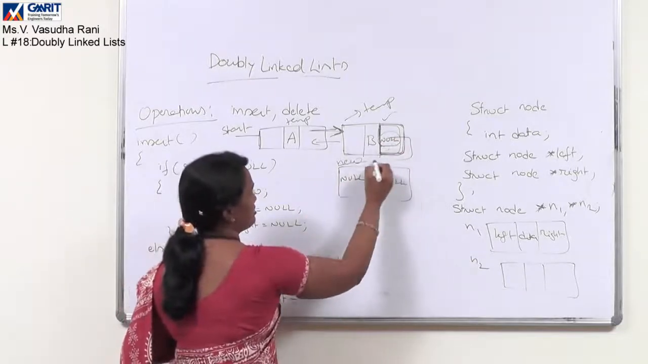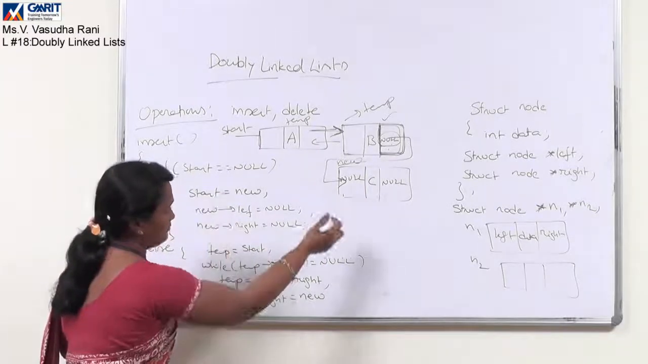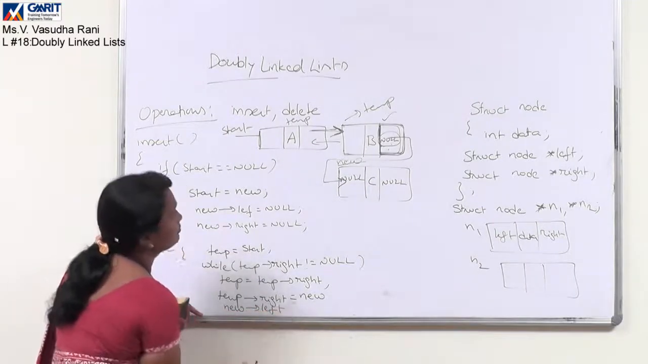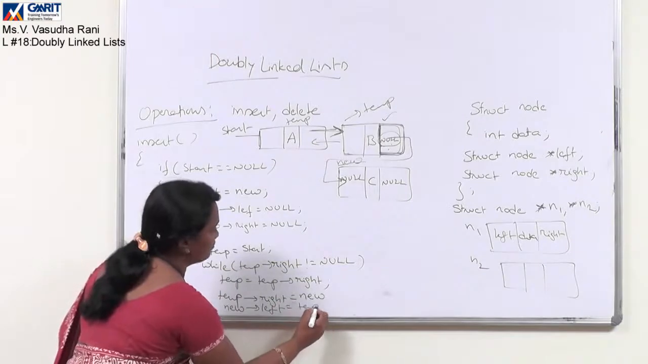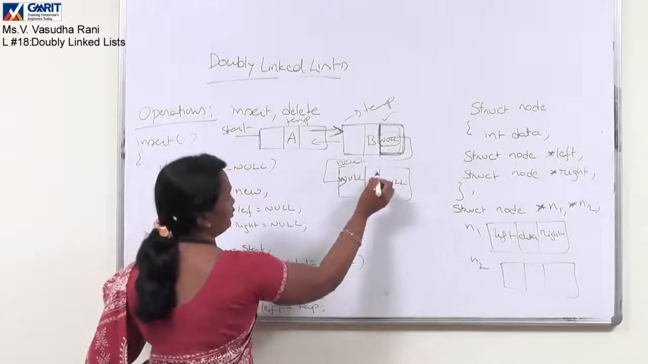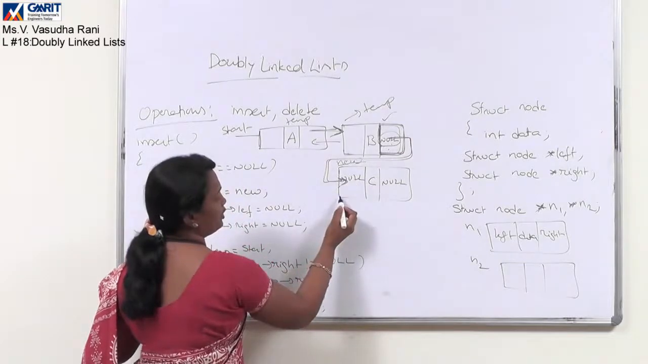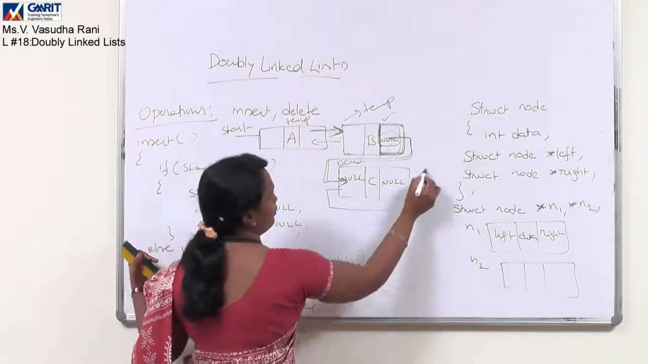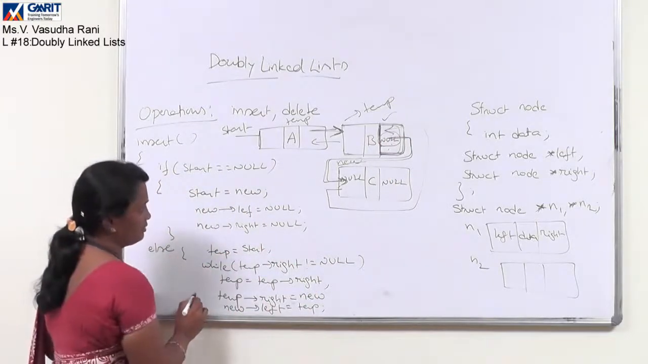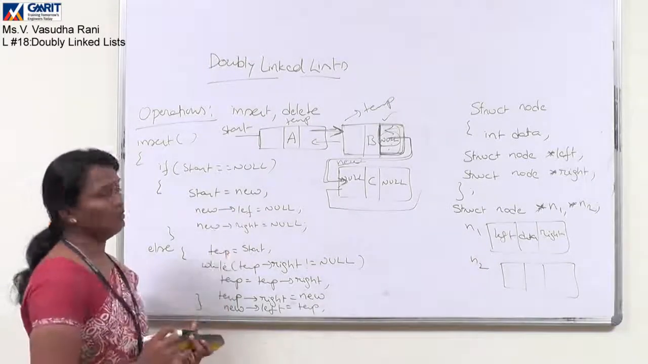So this is linked with this, and new's left should store the address of temp. Here two pointers should be defined. One is from temp to new and another pointer is from new to temp. Both left and right pointers we have to define. We have defined it. So through this you can insert a new node into the doubly linked list.